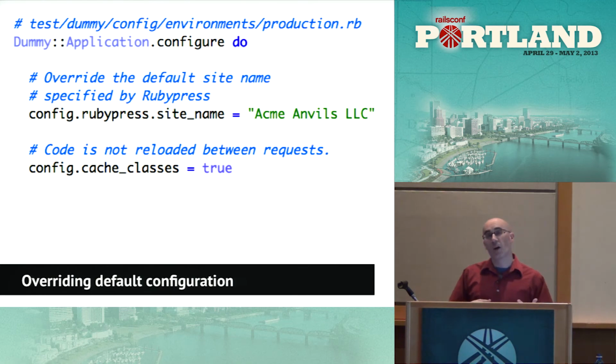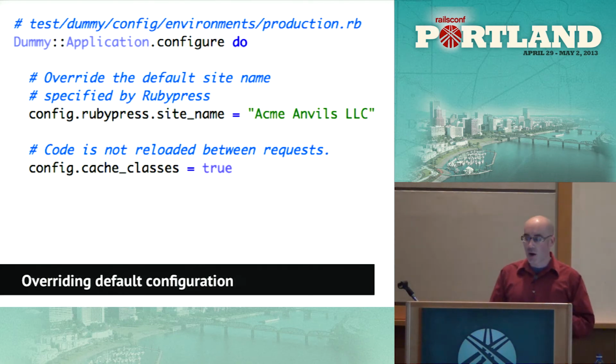Now that we have this site name attribute, we can override it in our project. In this case, we're doing it in the production.rb file. Maybe we need a different name locally. So that's an easy way to set up configuration and make your engine easier to set up and change for your users.